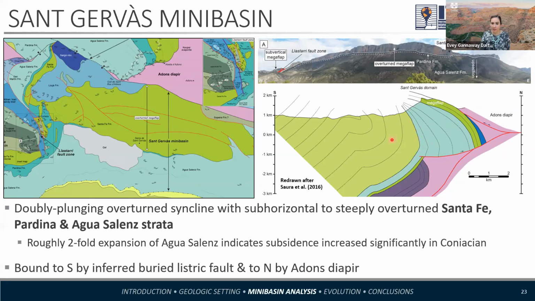Now, this has similarly been interpreted, as you see here, as an extensional rollover mini basin. We don't see any evidence to contradict this interpretation, but again, there would be increased subsidence and gravity-driven extension during the time period of deposition of the Agua Salenz, based on its significant expansion.